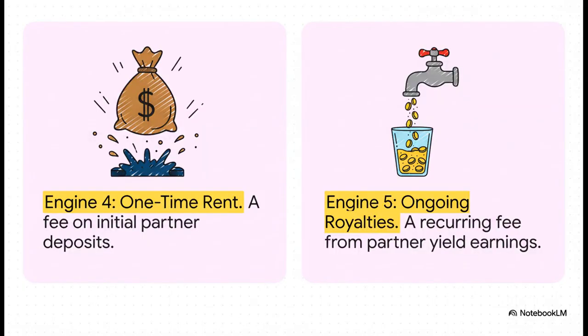Let's put it this way to make it super clear. Engine 4 is like the one-time payment to rent the machine. You pay it, you get to use it. But Engine 5? That's the ongoing royalty. It's a small piece of the profits that keeps flowing back to LStake month after month. So you've got the big initial payment and the steady ongoing payments.